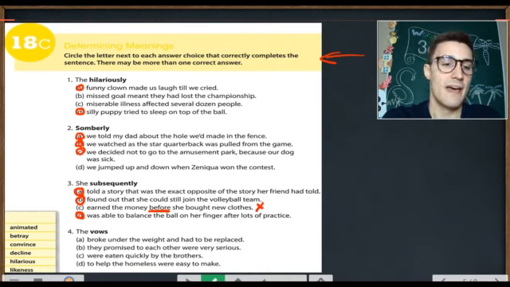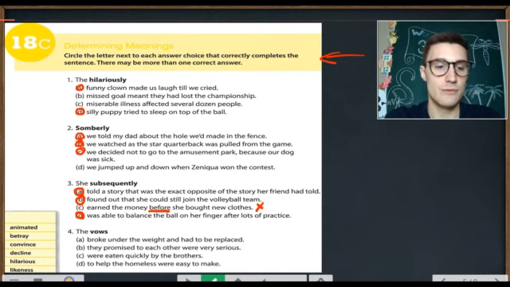Number 4. The vows. A. Broke under the weight and had to be replaced. B. They promised to each other, were very serious. C. Were eaten quickly by the brothers. D. To help the homeless were easy to make. Now I can see 2 that are correct.